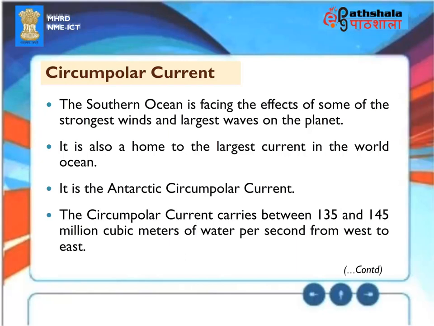Circumpolar Current. The Southern Ocean is facing the effects of some of the strongest winds and largest waves on the planet. It is also home to the largest current in the world ocean. It is the Antarctic Circumpolar Current. The Circumpolar Current carries between 135 and 145 million cubic meters of water per second from west to east.